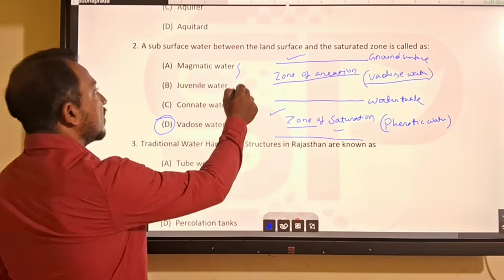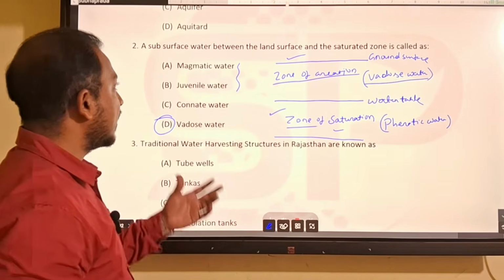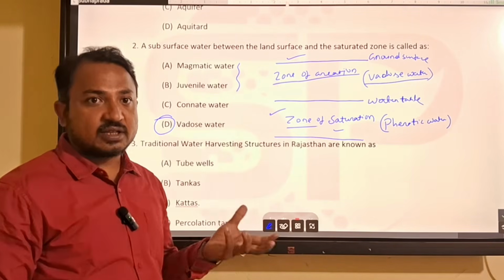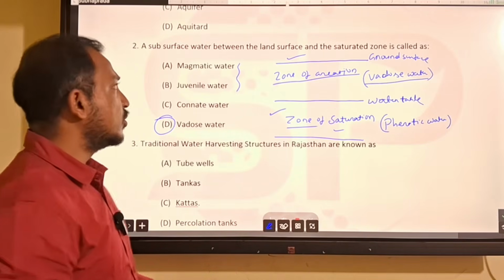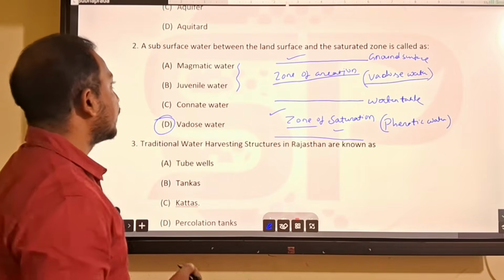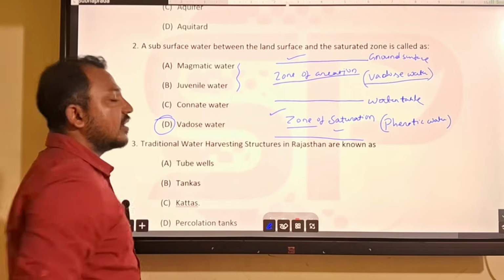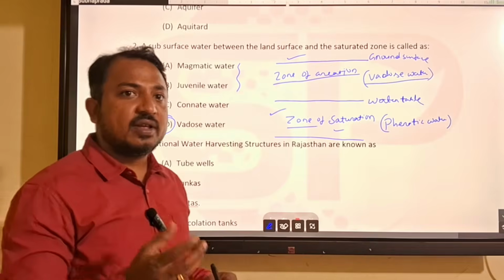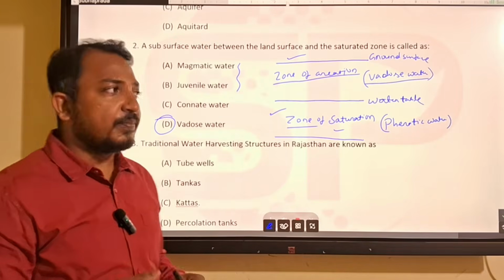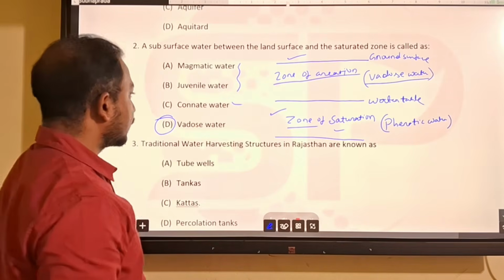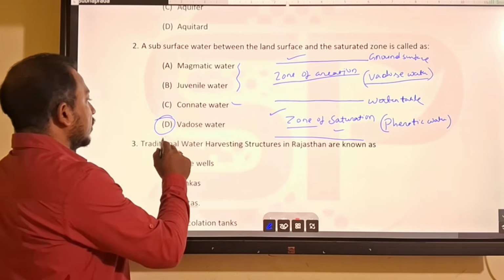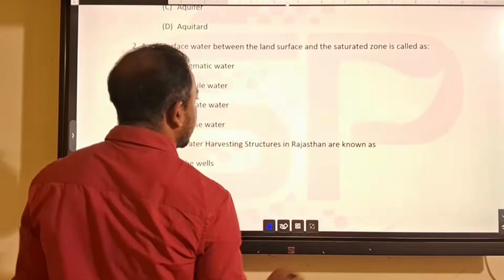Then we have magmatic water, or juvenile water. This is water produced during magmatic crystallization or during magmatic and dehydration reactions. Those are called magmatic or juvenile water. Then connate water is water trapped within the pore spaces of sediments or sedimentary strata. So the answer will be vadose water.